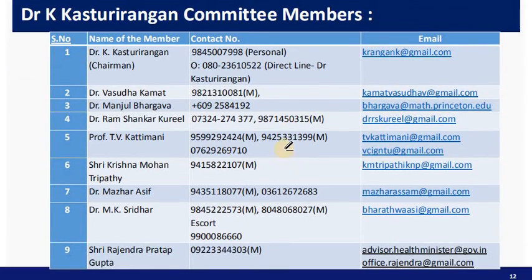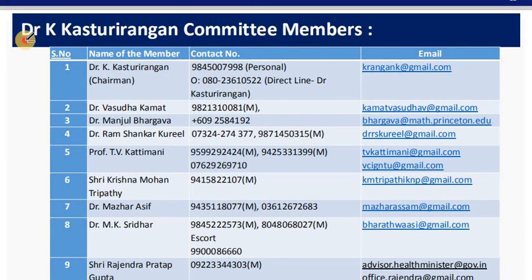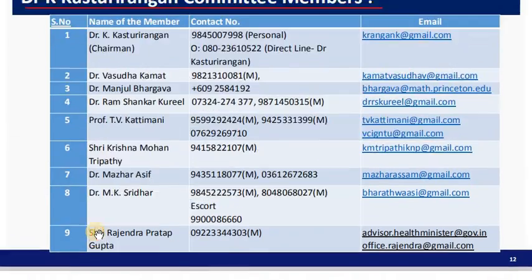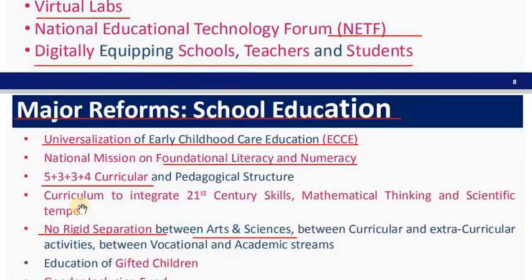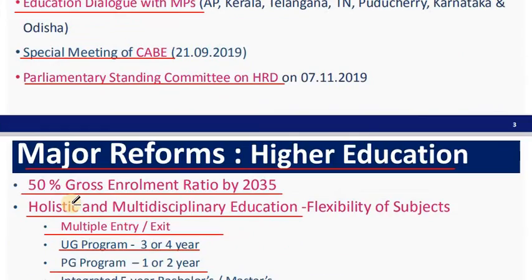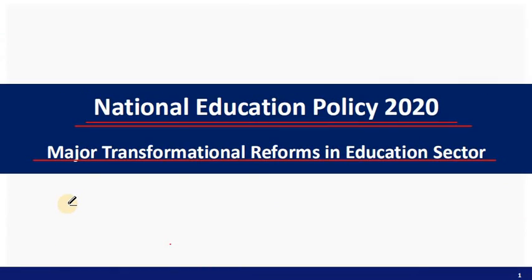So these are the important points. The Dr. K. Kasturirangan committee had members like Dr. K. Kasturirangan as the chairman, and Vasudha Kamath, Dr. Manjul Bhargava, Dr. Ram Shankar Kureel, Professor T.V. Kattimani, Shri Krishna Mohan Tripathi, Mazhar Asif, Dr. M.K. Shridhar, Shri Rajendra Pratap Gupta. So these were the members of this committee, which was formed by the HRD, now the Education Ministry.